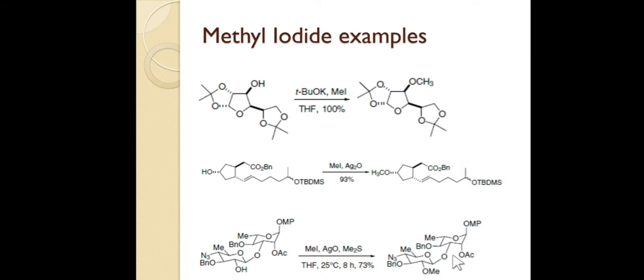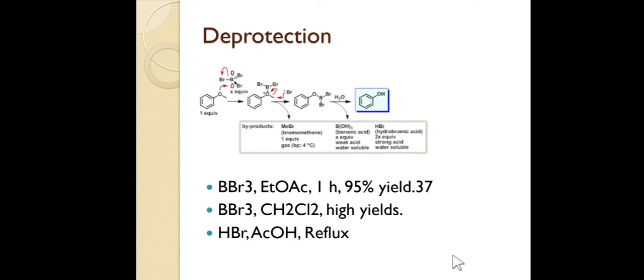Now let's see the deprotection. Deprotection of a methyl group is not easy. It's a very inert functional group. That's why ethers are very difficult to deprotect to OH. They need harsher conditions, and most of the time people are using BBr3 or HBr in acetic acid. So this is the mechanism.